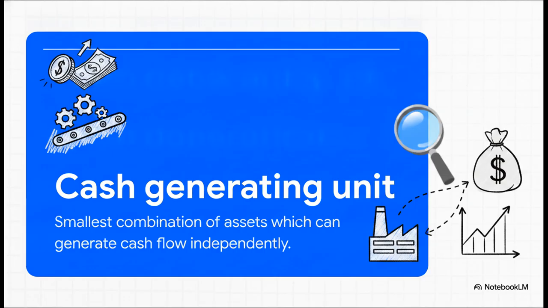Think about a labeling machine in a massive bottling plant. It doesn't make any money sitting there by itself. It only makes money when it works with the filler, the capper, and the conveyor belt, so you can't figure out its value in use alone. You have to expand your test to the smallest viable group of assets that actually produce an independent cash flow. In this case, the entire bottling assembly line. That whole line becomes your CGU, and you test the carrying value of the entire unit against its collective recoverable amount.